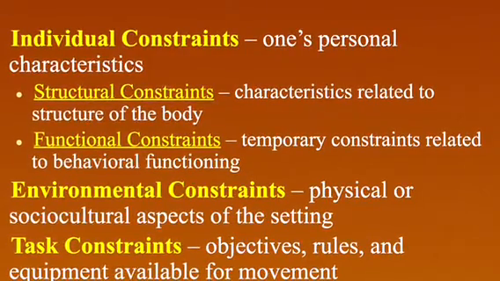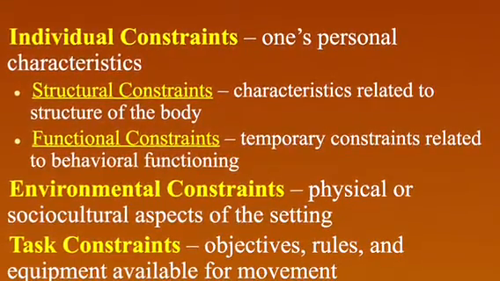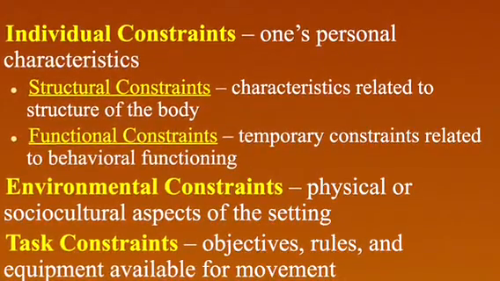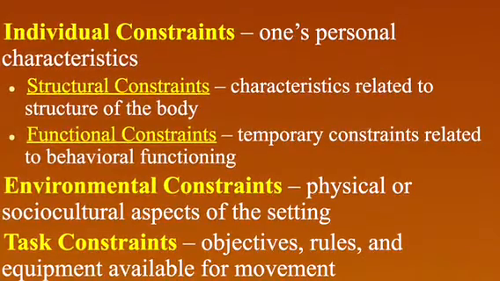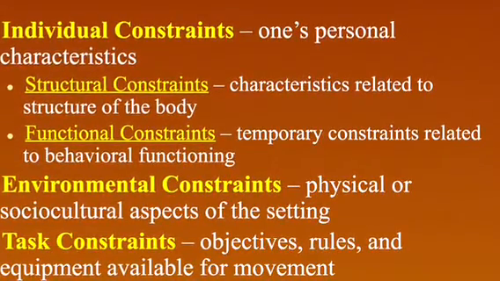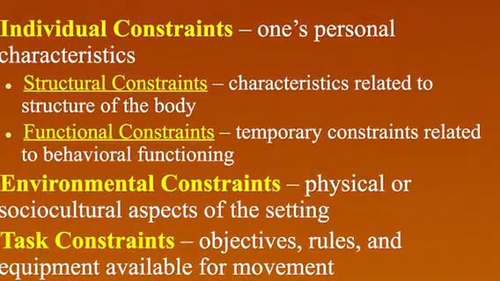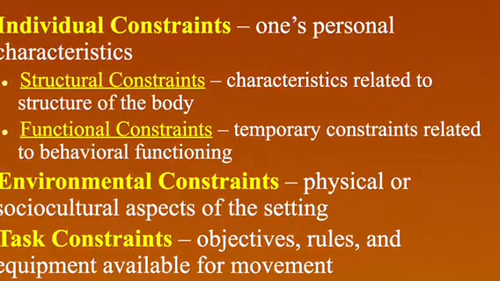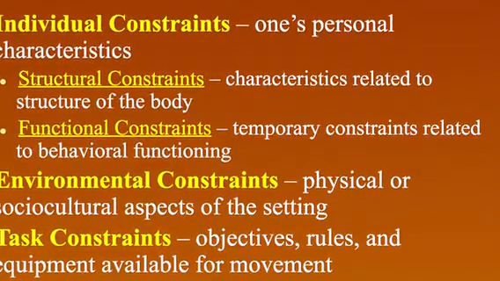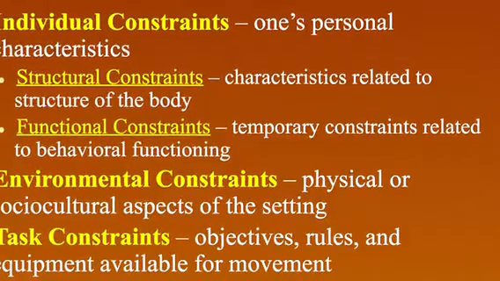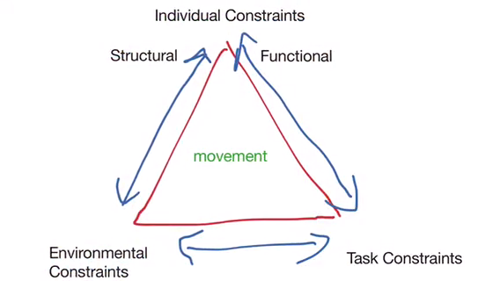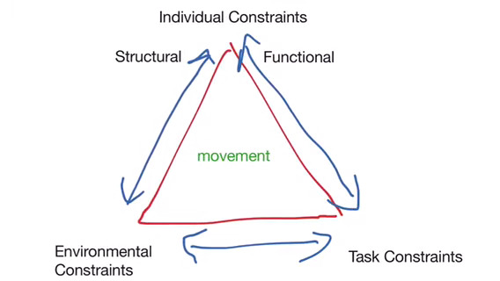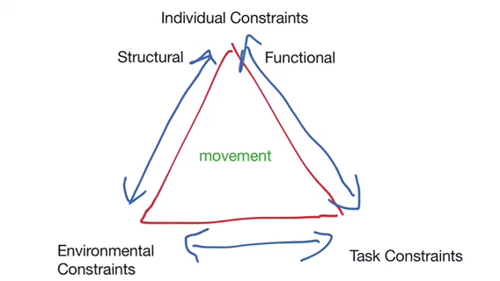Environmental constraints could include physical factors like the weather, and also sociocultural factors like who's actually there watching you move. Task constraints include objectives like the purpose of a particular sport, like scoring more points than another team, as well as rules like you must bounce the basketball every time you take a step, as well as equipment available for your movement. Within this model, notice how each of the sets of constraints influences movement while also interacting with each of the other constraints to fully shape our movements.